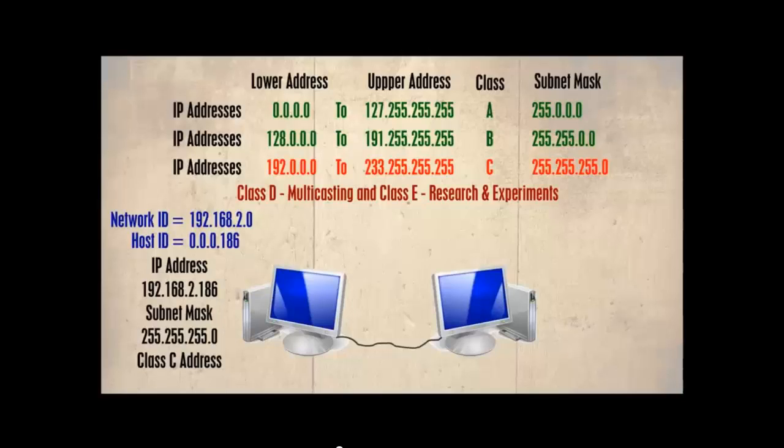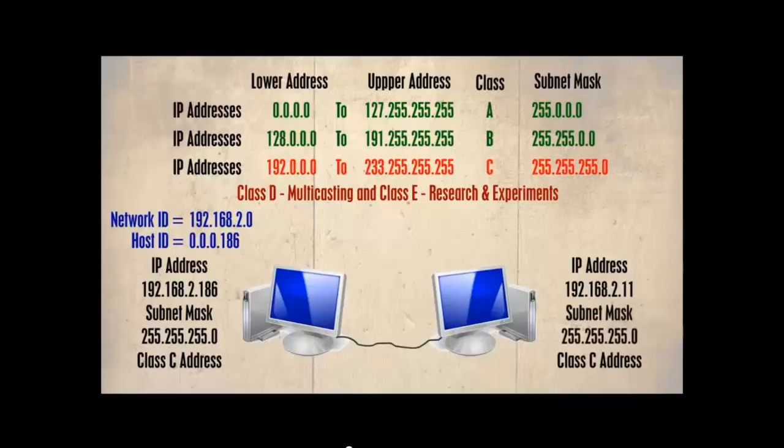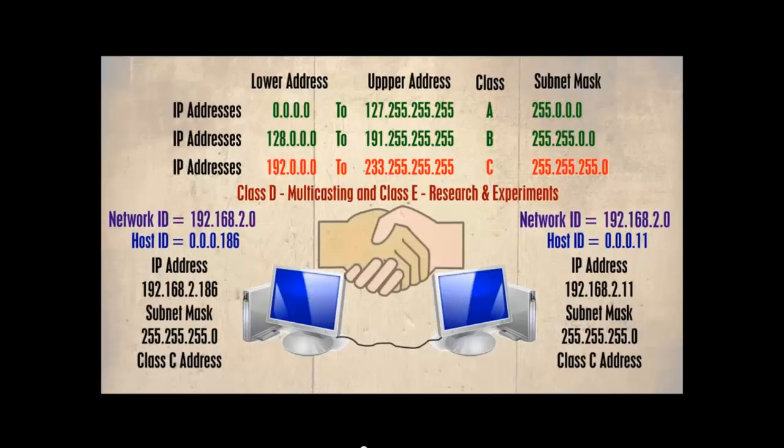which will result in 0.0.0.186. The other host on our network has an IP address of 192.168.2.11 and once again falls into the Class C range of IP addresses. So the subnet mask is 255.255.255.0. Our network ID is 192.168.2 and we shall add an extra 0 to complete the 4 octets. The host ID is again the last octet of the IP address, resulting in 0.0.0.11. The question is, will these two hosts be able to communicate? Yes, because they are on the same network ID or subnet.